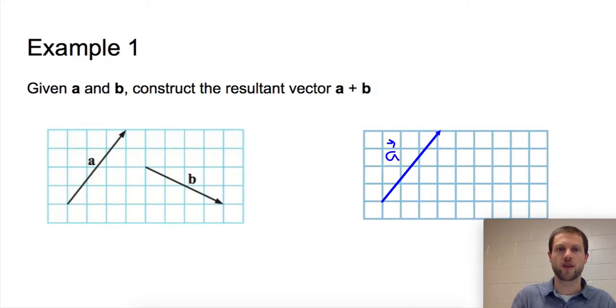And I want to add to that vector B. And vector B looks like I'm going to go down 2 and to the right 4. That will be my vector B.